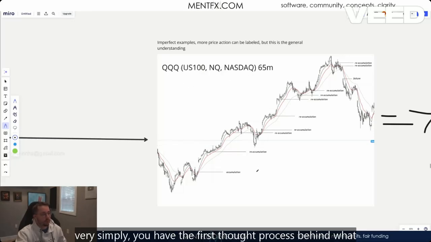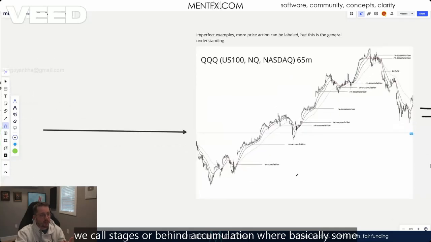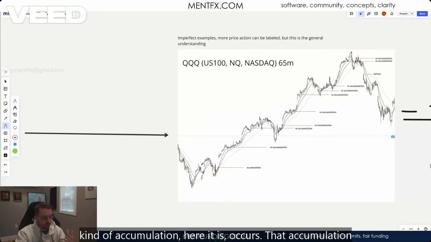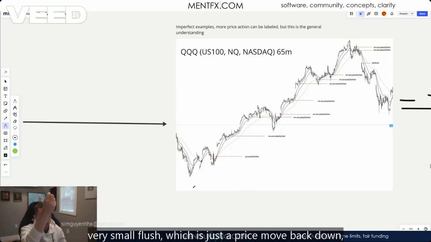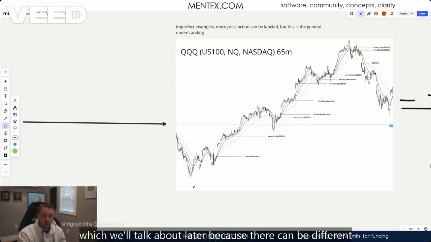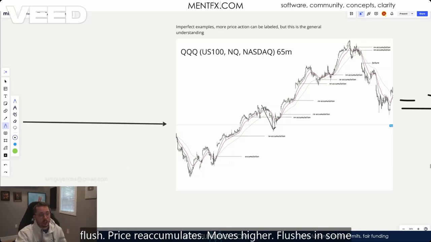And very simply, you have the first thought process behind what we call stages, or behind accumulation, where basically some kind of accumulation, here it is, occurs. That accumulation is then led into a move higher, followed by, in this case, a very small flush, which is just a price move back down, which we'll talk about later because there can be different types of flushes that you study, that you personally use in your trading. But there's some kind of flush. Price reaccumulates, moves higher, flushes in some way.